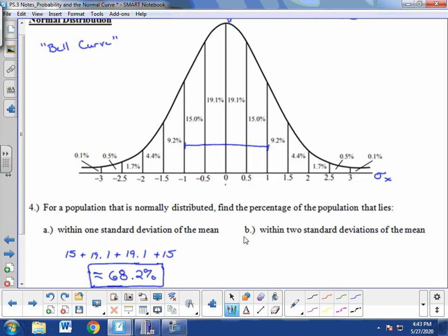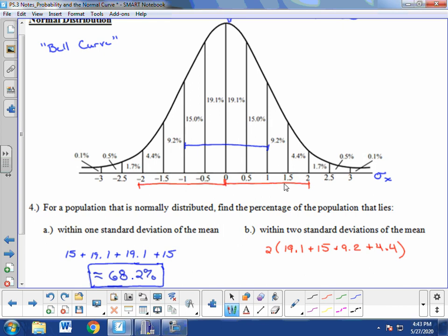To get 2 standard deviations of the mean, we take the same concept. I'm going to start here at 0. I'm going to go 2 standard deviations to the right, and I'm also going to go 2 standard deviations to the left. Now, notice that all of the numbers are exactly the same to the left and to the right. So what I could also do here is just take the numbers to the right, so 19.1 plus 15 plus 9.2 plus 4.4, and these are all representing percentages, and multiply that by 2, double it. So that would account for also the 19.1, the 15, the 9.2, and the 4.4 to the left.